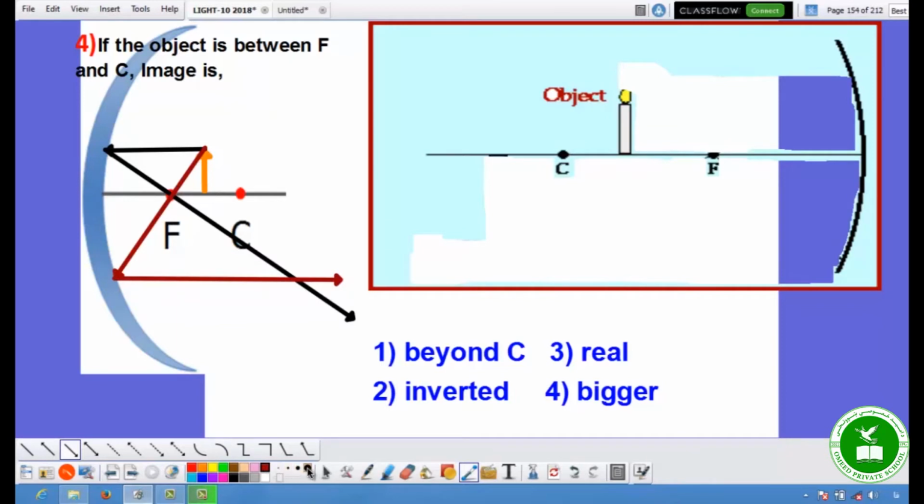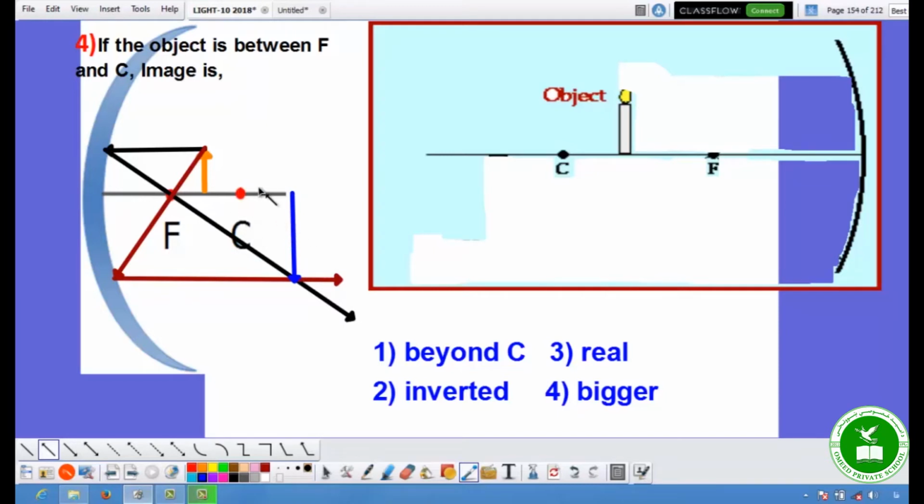Now let's draw the image. Where the two real reflected rays intersect each other at this point, there will be the image. Let me take a different color. Okay, you see, this is the image. See the properties of the image.